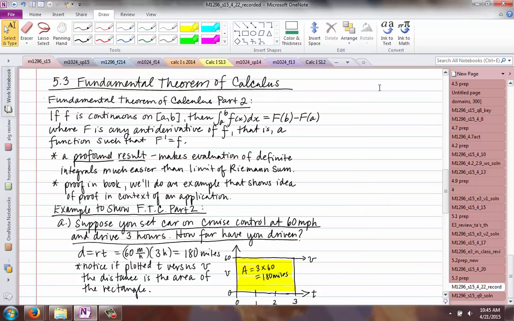Our next topic is 5.3, Fundamental Theorem of Calculus. The Fundamental Theorem of Calculus has two parts, and we're actually going to go over part 2 first.